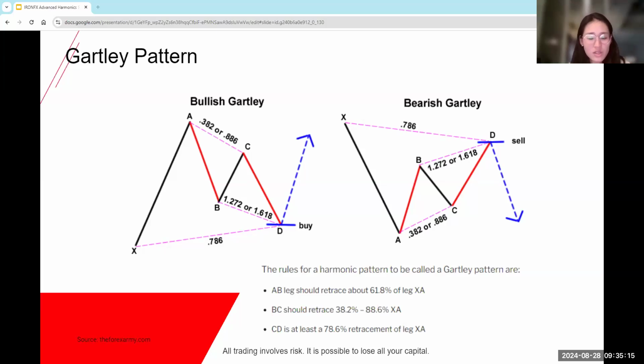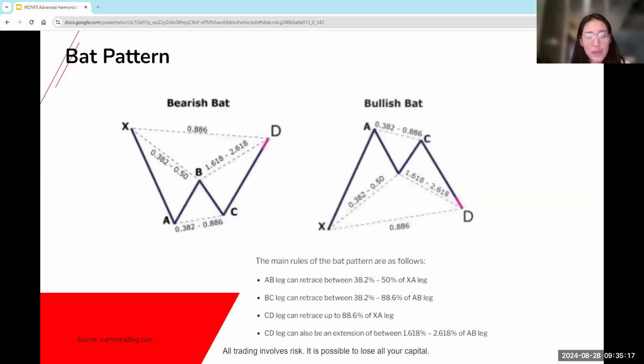Okay, now let's look at the next pattern, which is your Bat pattern. So the Bat pattern is typically considered to be the most accurate pattern. In terms of structure and appearance, it's pretty similar to your Gartley, but has a different Fibonacci ratio. It also has an M shape in a downtrend or a W shape in an uptrend.